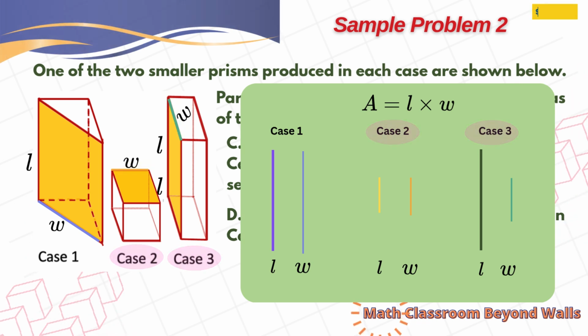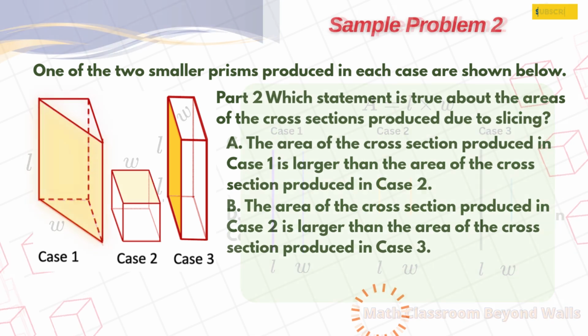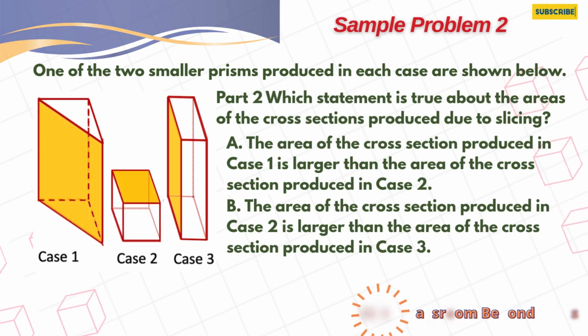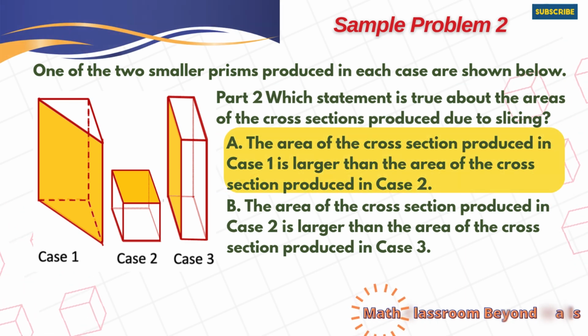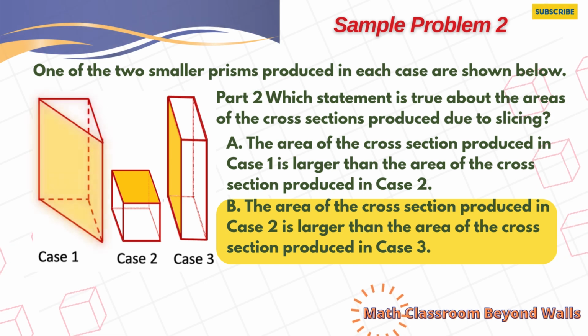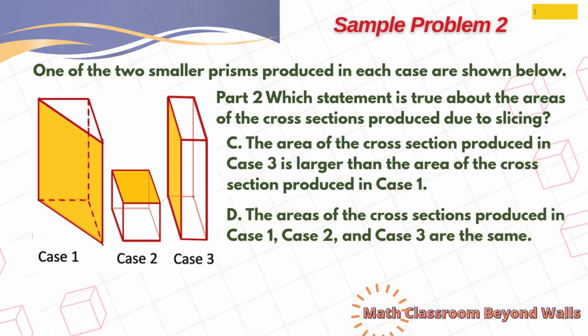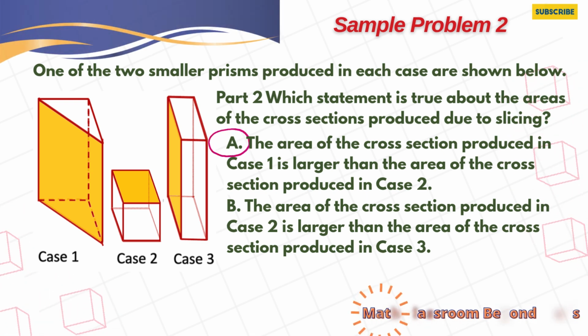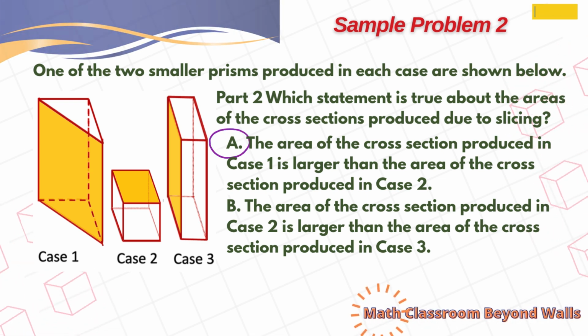Do you agree? With that, which statement is true about the areas of the cross-sections obtained due to slicing? Is it option A, option B, option C, or option D? Okay, so the answer is option A. There you are, learners. I hope you acquired lots of learnings in today's video.